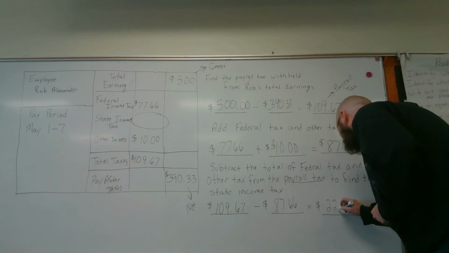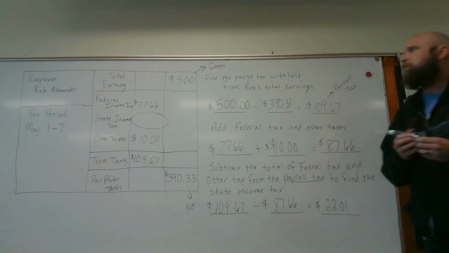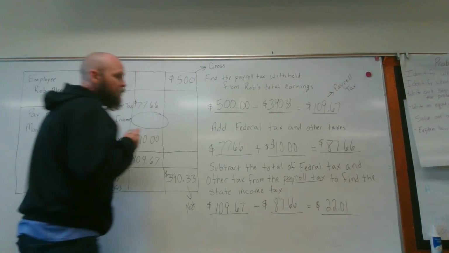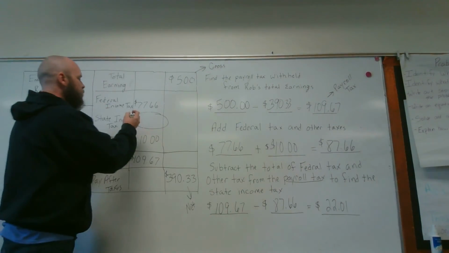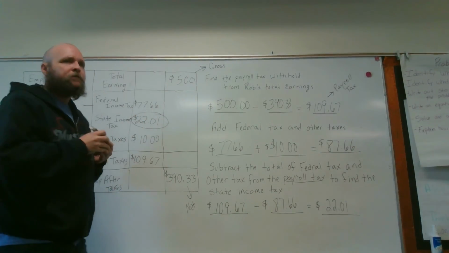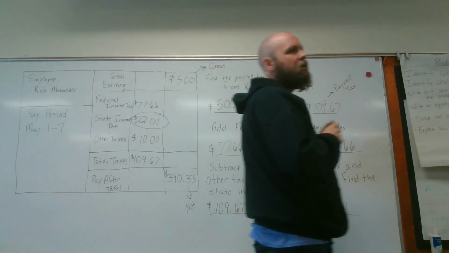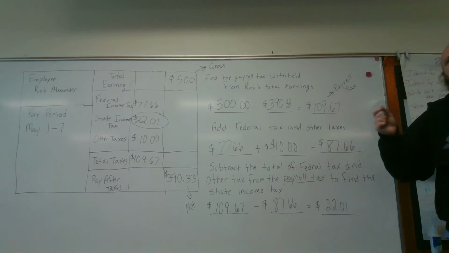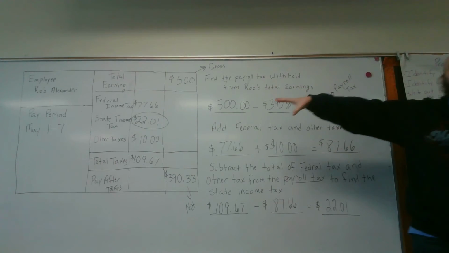Say how much? $22.01. We all agree on that? Yes. So that tells me my state income tax is $22.01. And so he can write that on his paycheck right over the top of the kale. Maybe put some whiteout on it and put it over the top of the kale.